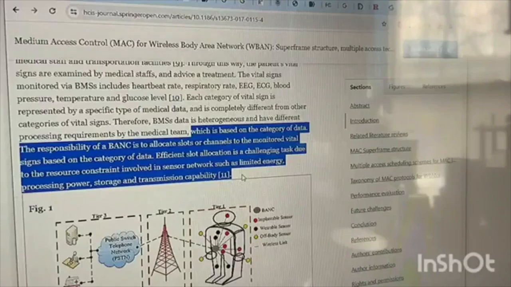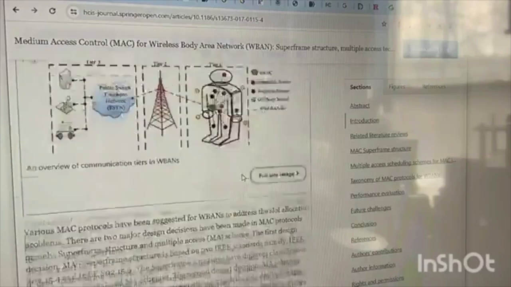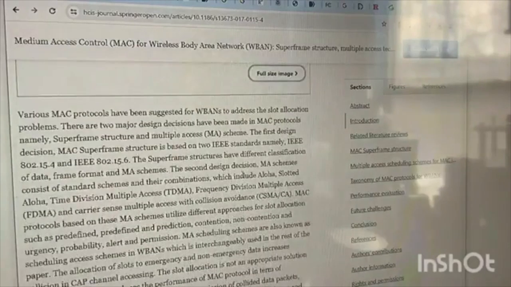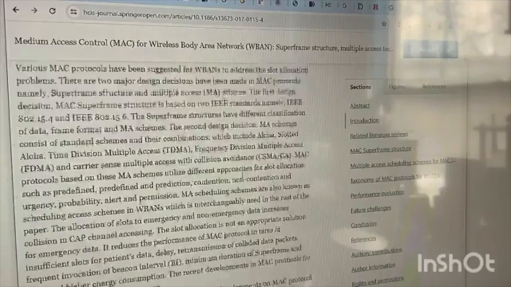Efficient slot allocation is a challenging task due to the resource constraint involved in sensor networks such as limited energy, processing power, storage, and transmission capability. Various MAC ID protocols have been suggested for W-bands, so you'll often get more than one.